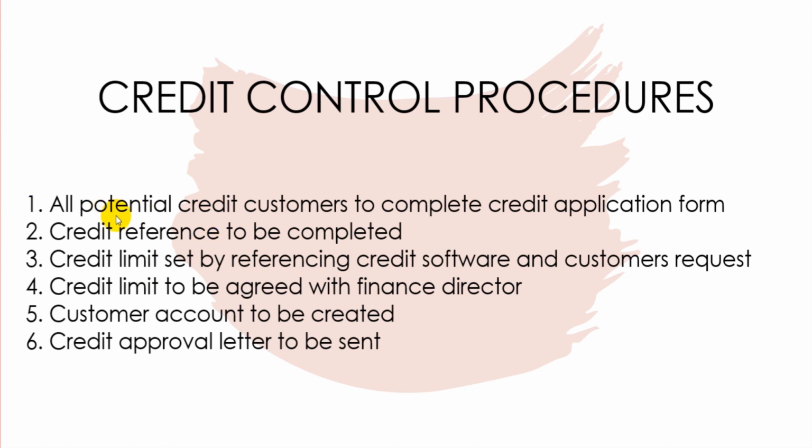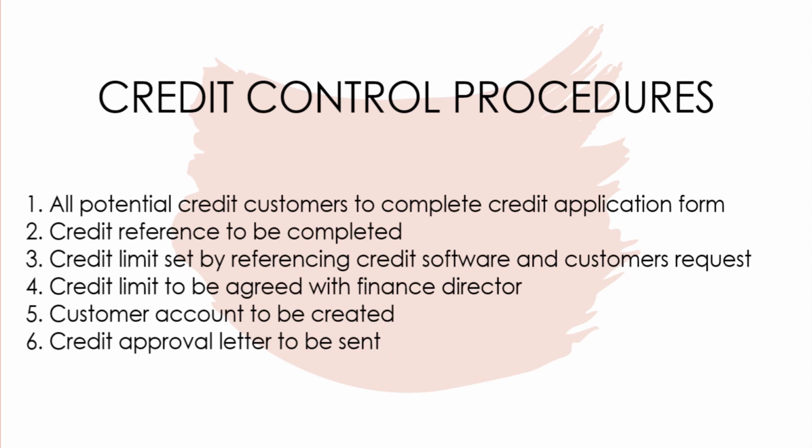Number 1, all potential credit customers to complete credit application form. Number 2, credit reference to be completed. Number 3, credit limits set by referencing credit software and customer's request. 4, credit limit to be agreed with finance director. 5, customer account to be created. 6, credit approval letter to be sent. So that is a very basic bog standard set of procedures to follow when having a new credit customer.